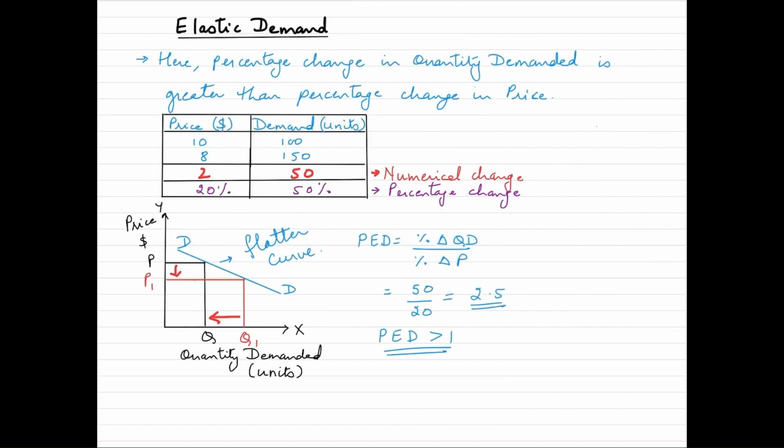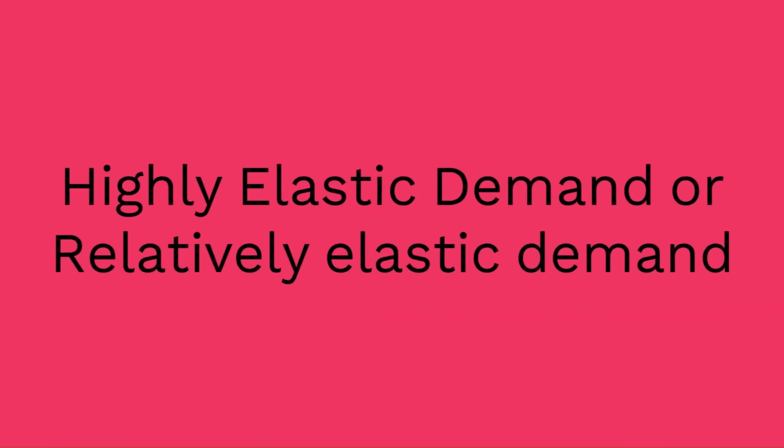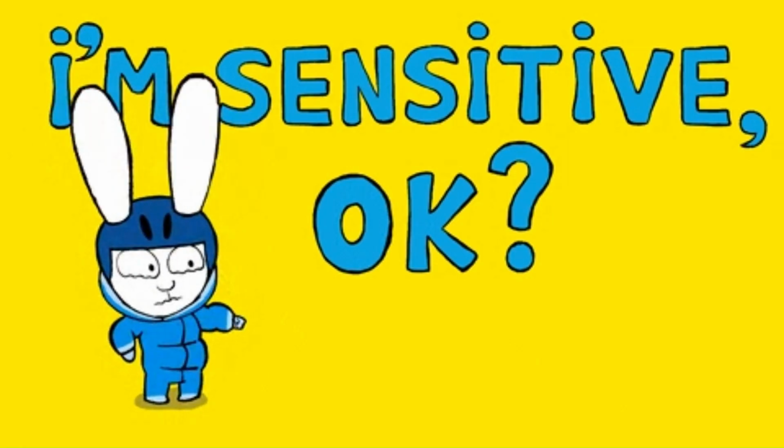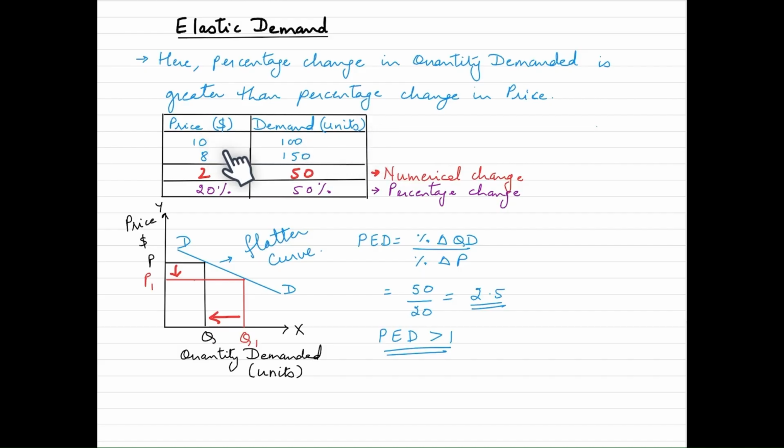The next is elastic demand. We also call it relatively elastic demand. In many curriculums, it is also referred to as highly elastic demand. Now, in this case, the percentage change in quantity demanded is greater than the percentage change in price. That means the consumers of commodities that have elastic demand are greatly sensitive to changes in price. That indicates that when a price change occurs, the effect of that change on demand would be tremendous, larger than the change in price.